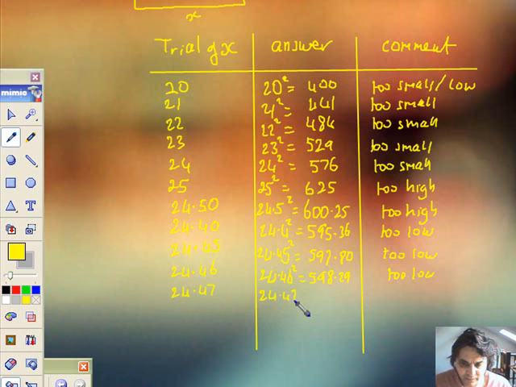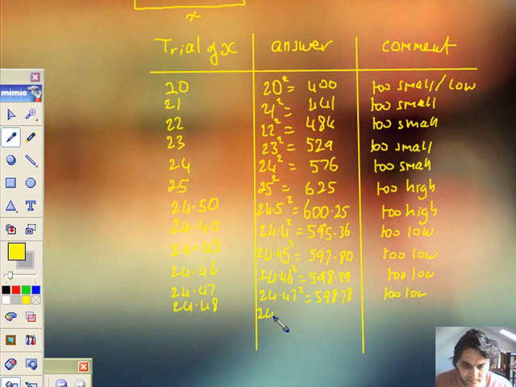So 24.47 squared. Let's hope the answer fits there. 24.47 squared. Oh, this is crazy. Look at this. 598.78. Still too low. Take it up another little bit here.